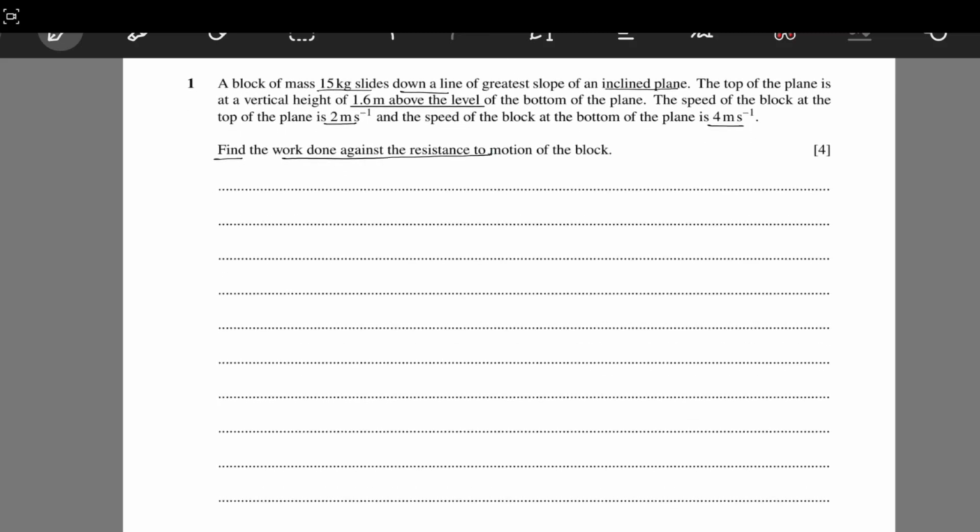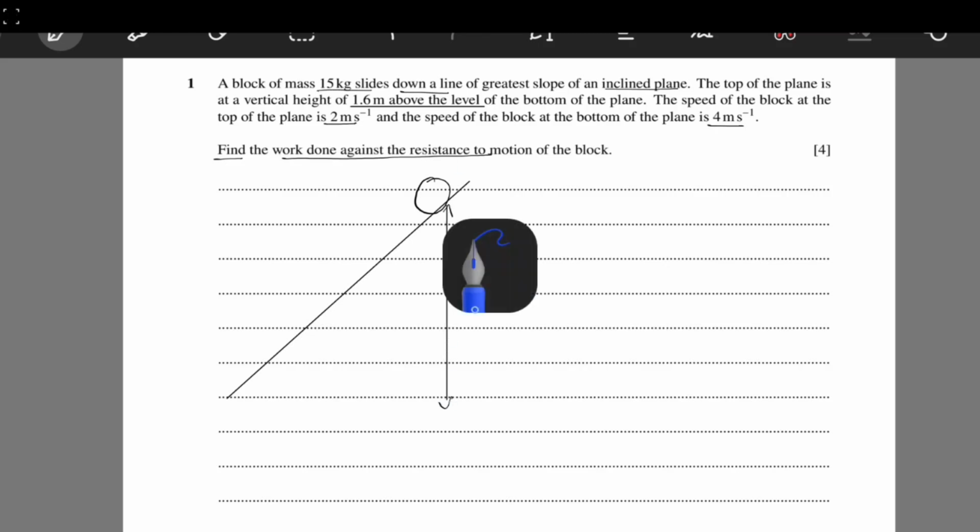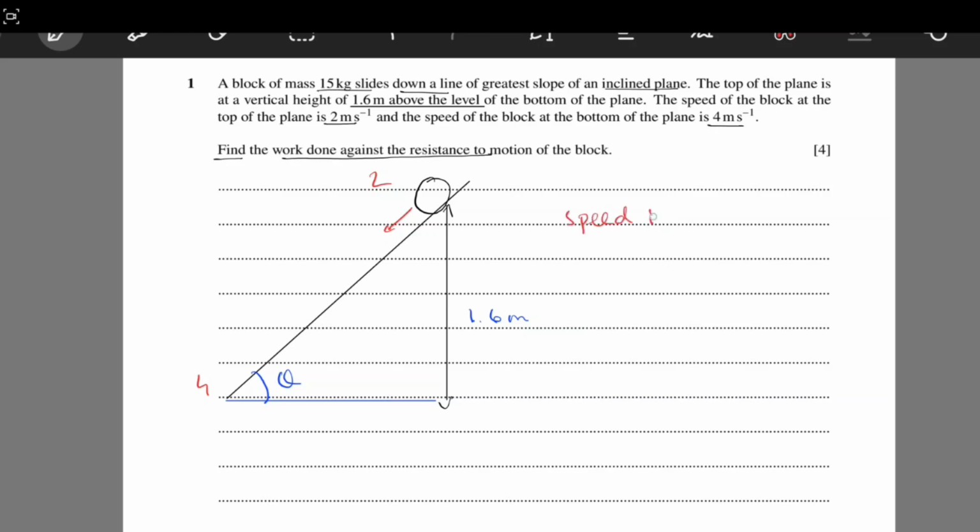So before actually solving the question, we need to understand what is happening. There is a slope, and a block is at the very top. The height of the block is 1.6 meters. They did not provide us with any angle, and the block is moving down. Since the block is moving down, the speed of the block increases from 2 to 4. This means it gained kinetic energy.